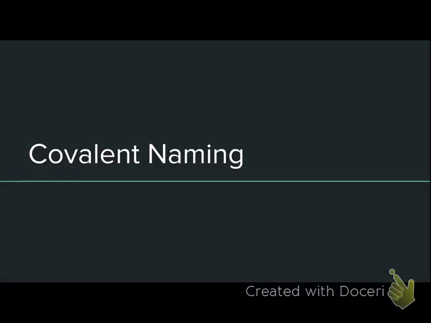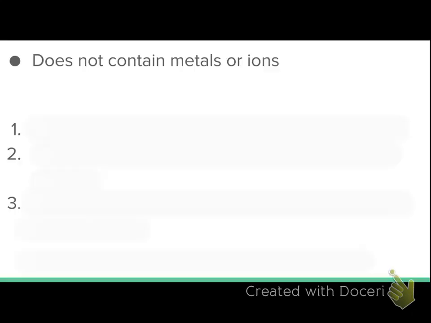This lecture is going to go over covalent naming, which is different than ionic. So it is important for you to be able to differentiate between the two of them without being told this is ionic or this is covalent, because at the end of the unit, you're going to have to be able to decide those things on your own. So how do I decide if it's covalent or not?